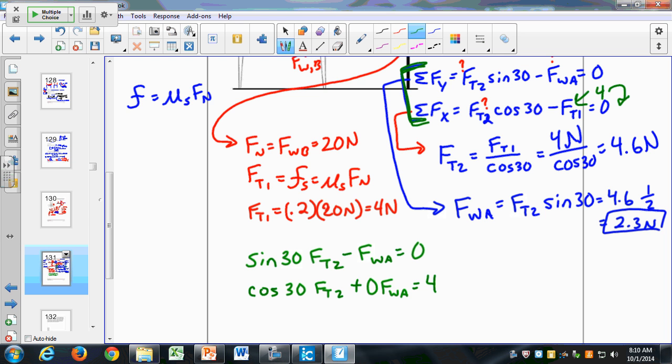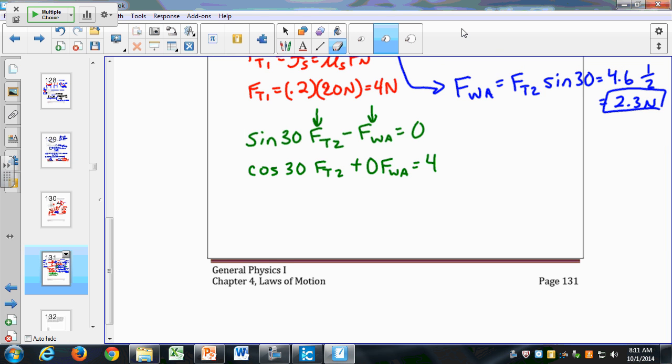So I've written these equations in this way so that I have my Ft2s all in one column, and then my Fwa's all in one column. Now in the second equation there was no Fwa, so I just put in a placeholder with a 0 right there. And then I can write this as a matrix where I have 0.5, -1, 0.86, 0, 0, and 4.